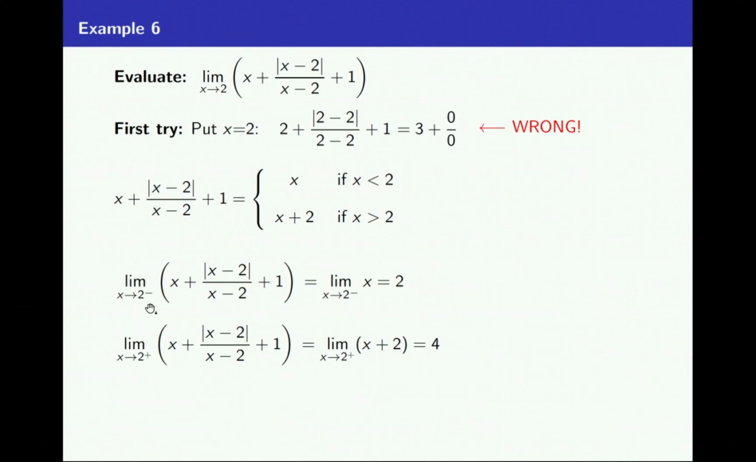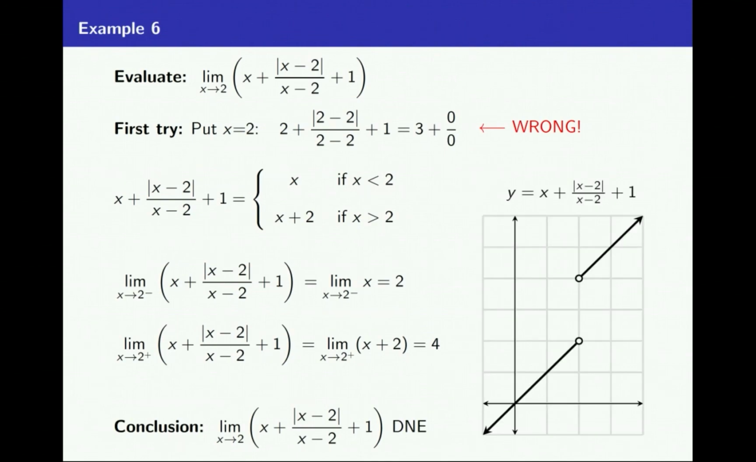So because the left-hand limit as x approaches 2 and the right-hand limit as x approaches 2 of this function equal different numbers, we have to conclude that the limit as x approaches 2 of x plus the absolute value of x minus 2 divided by x minus 2, plus 1 does not exist.